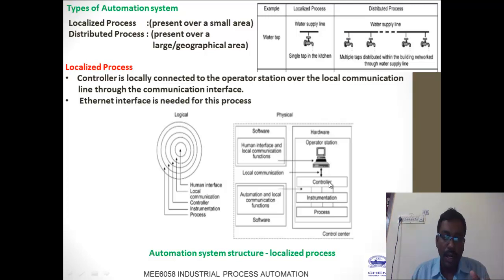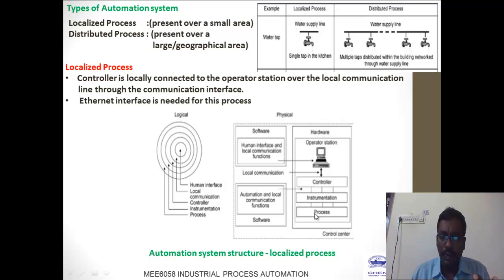The operator station has the human interface systems, that is, human interface panels. We can observe what is happening there. If anything is going wrong, we have the right to control the entire process from this operator station. The local communication transfers the data from the controller to the operator station. This is the lower end level of the automation systems, which deals with local communication functions from the process to control with the help of the instrumentation.